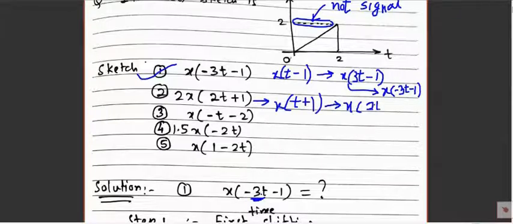Then there is no folding here, no problem. Don't do unnecessary folding. If folding is available, then only you should do the folding. In the question, minus 2t is not written. That means no folding operation.